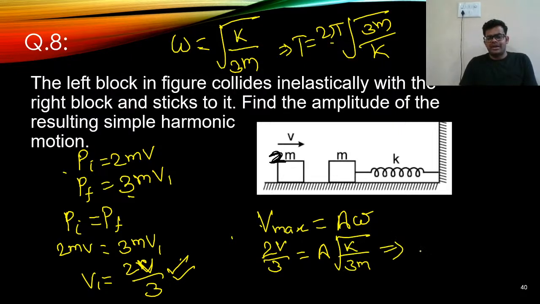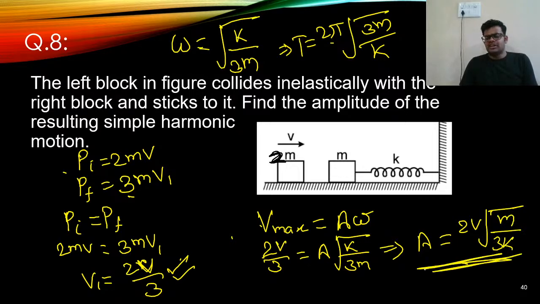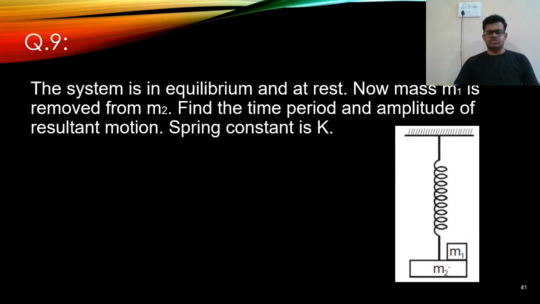So let us write its value. So what will we get? Amplitude we will get, let us solve it. We'll get 2V outside, and this is root of m by 3k. If we simplify, we will get the answer. So that's all. This is the answer for this question. That's all, my dear friends. Okay, so it's over. Let's move to the next question.